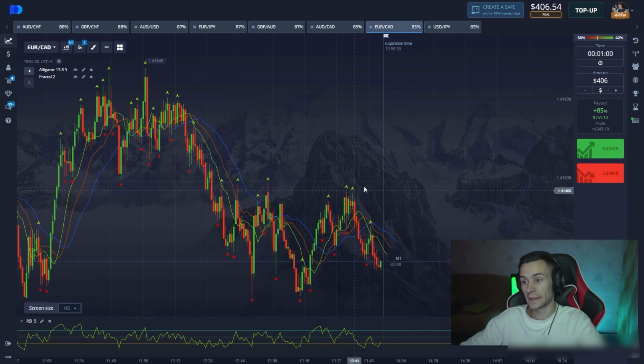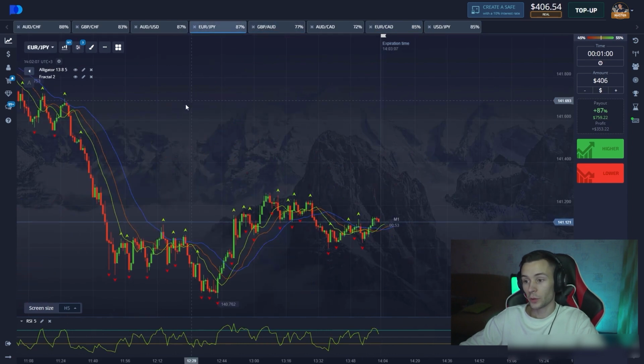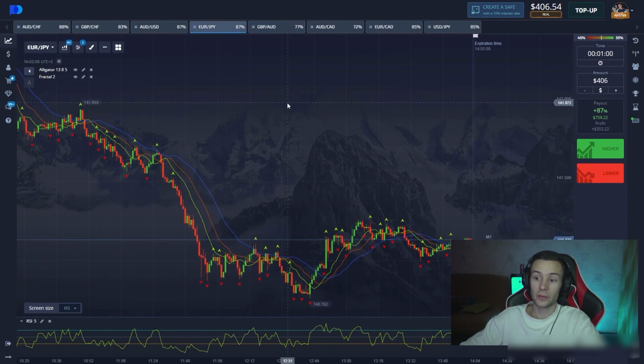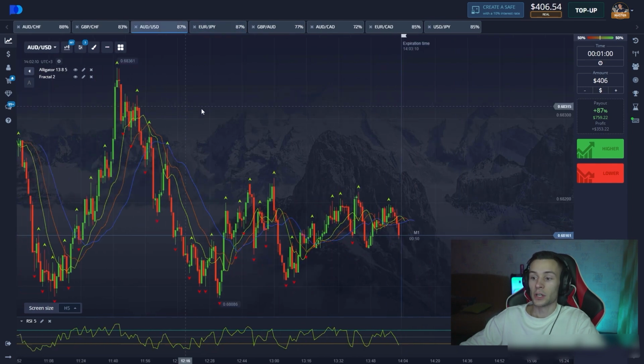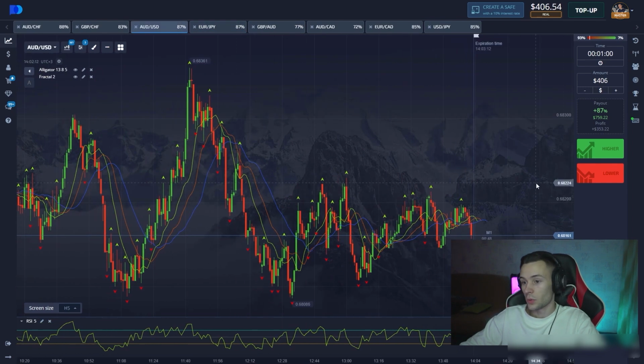We've got the alligator instead of the super trend. Alligator is also a trend indicator. We're going to open our trades following the trend, and the RSI and fractal are going to help us enter on the correction. So let's get down to the analysis and look at what we've got here on the charts.